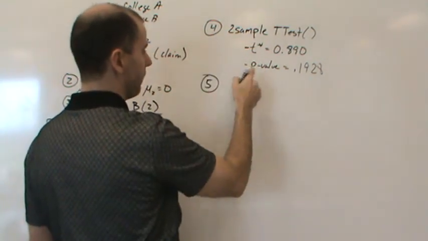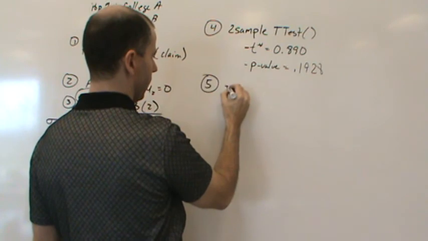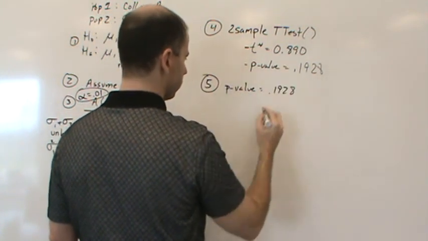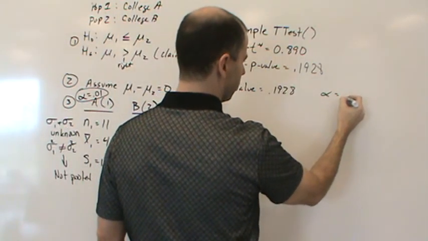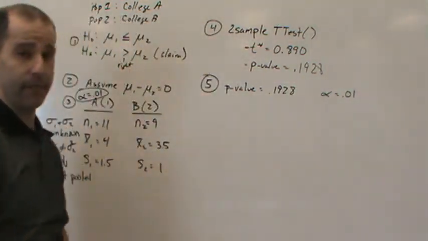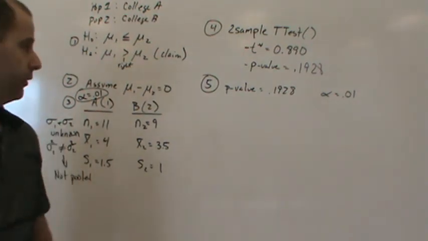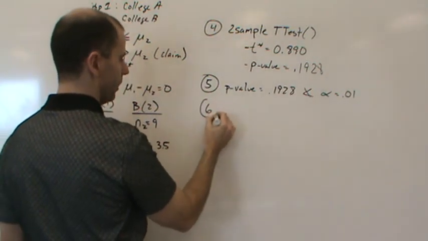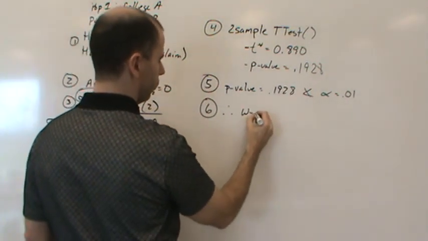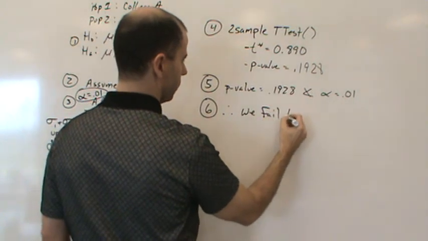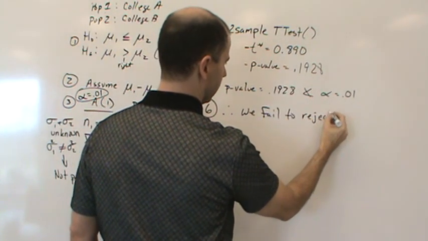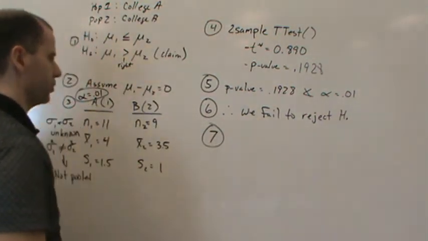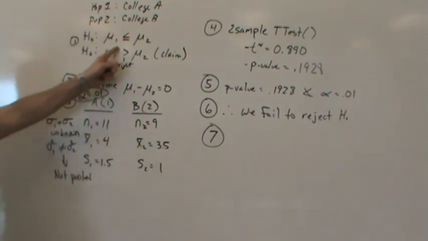I'm going to use the p-value method since it's easy. So again, p-value equals 0.1928. Alpha is equal to 0.01 in this case. Is my p-value less than alpha? No. So now, what's the result? Therefore, we fail to reject the null hypothesis. And then step 7 is the conclusion. So now, we fail to reject the null.